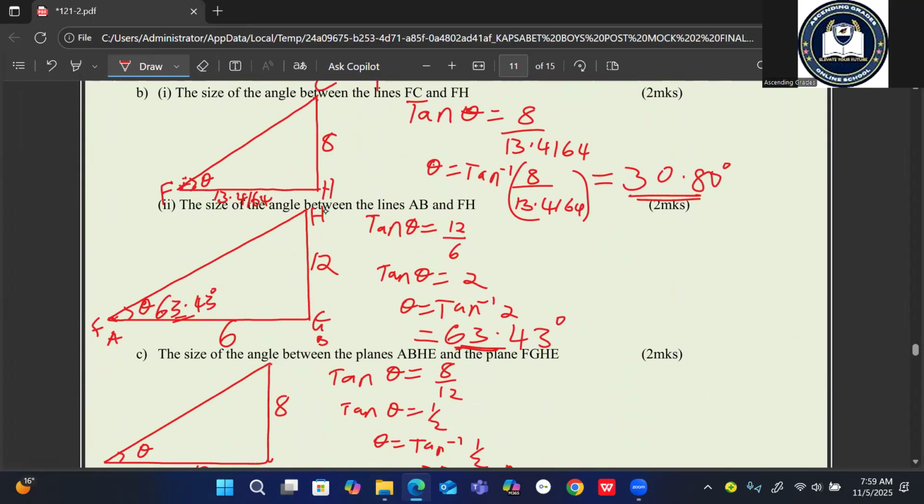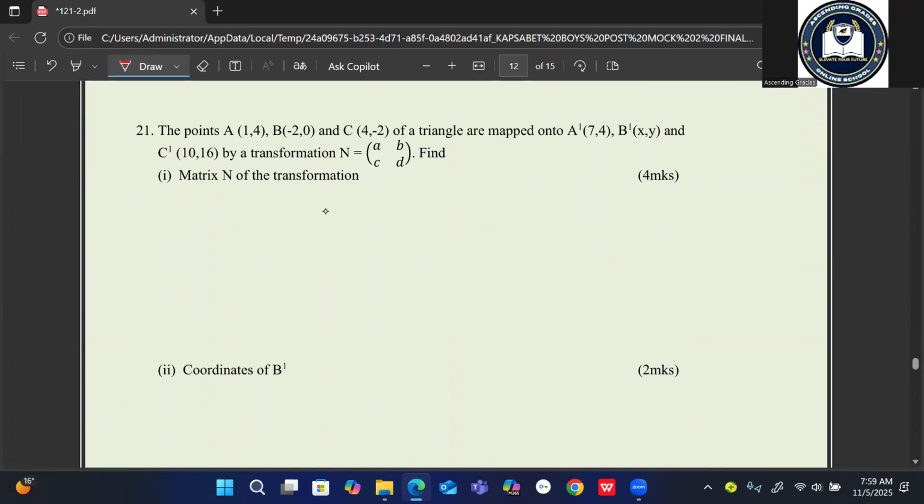Very simple. From there, you get the next question, that is number 21. Three points, A (1, 4), B (-2, 0), and C (4, -2), of a triangle are mapped onto A prime (7, 4), B prime (x, y), and C prime (10, 16), by a transformation N, which is equal to the matrix (a, b, c, d). Find Roman 1, the matrix N of the transformation.